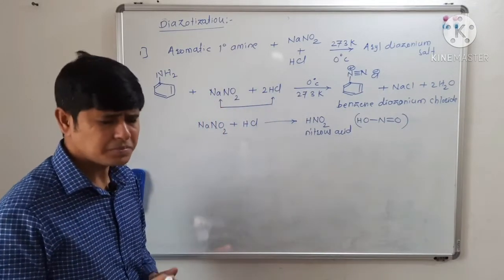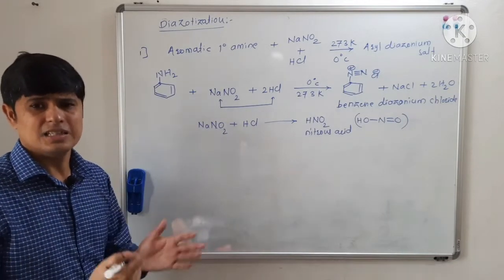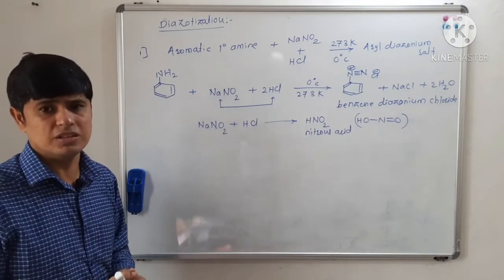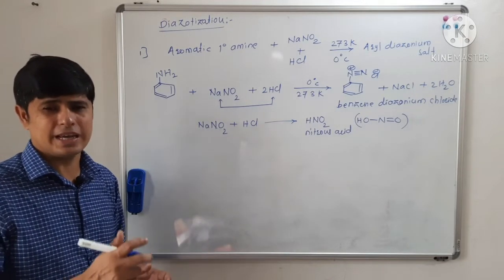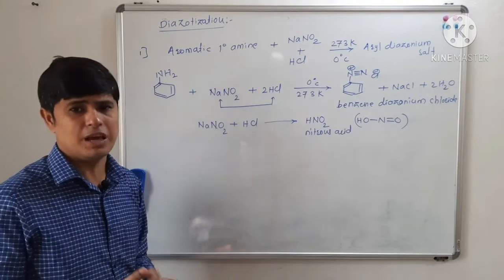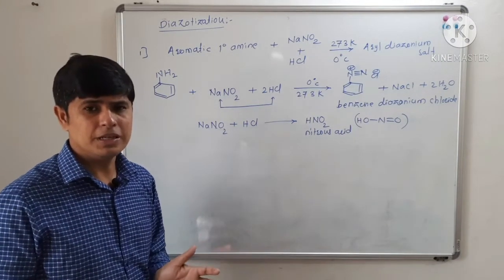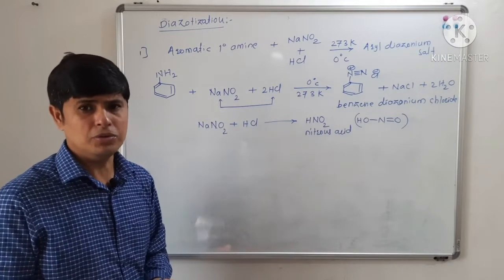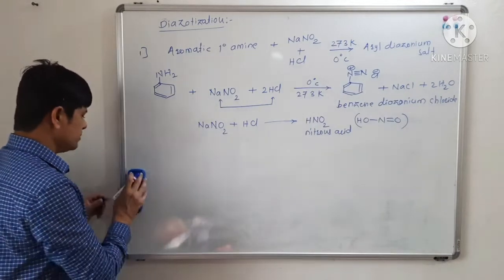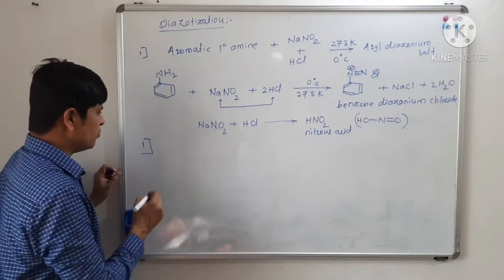Now there are some difficulties. There are some difficulties observed in the diazotization reaction. When we are carrying out a diazotization reaction in the laboratory, some difficulties occur. So which are these difficulties and why do they arise, that we have to see. The first difficulty arises due to what?